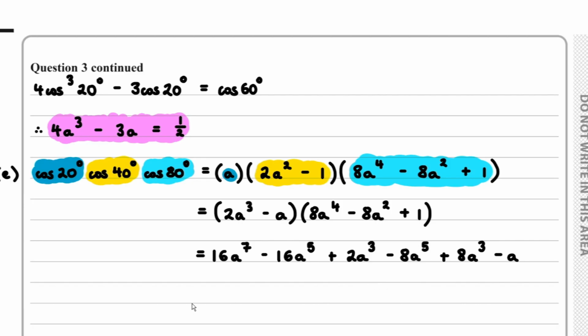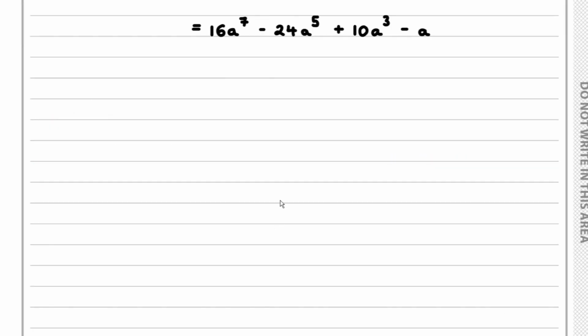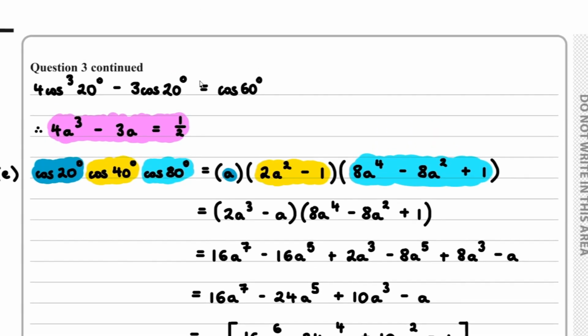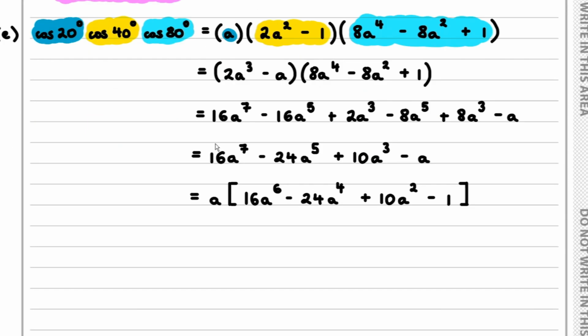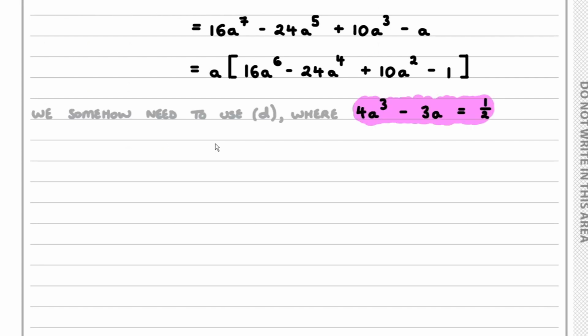And if we collect like terms and simplify, we end up with 16a to the 7, subtract 24a to the 5, plus 10a cubed, subtract a. We can now factorise out an a from each of these terms, so we've got a multiplied by 16a to the 6, subtract 24a to the 4, plus 10a squared, subtract 1. Somehow, we need to use what we found in part D. In other words, we need to figure out how we can use this 4a cubed subtract 3a equals 1/2.